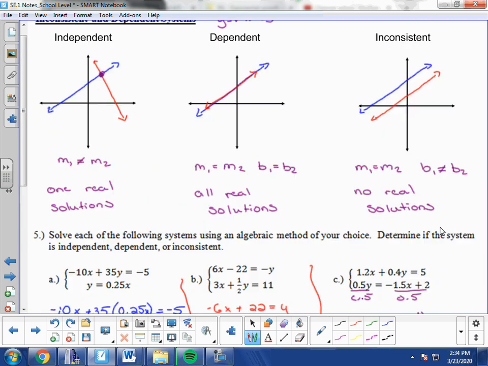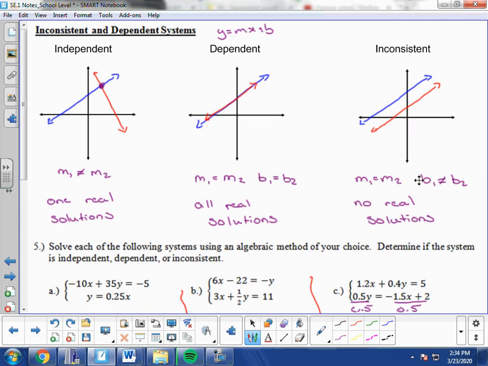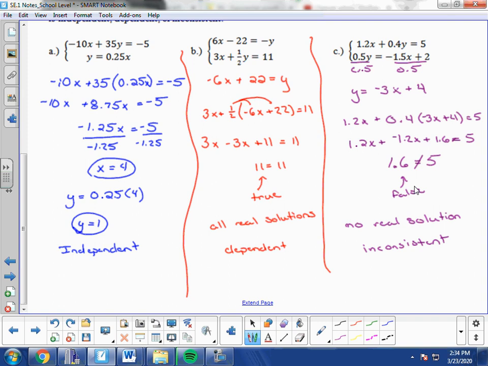If we were to rewrite the equations, we would see that the slope is the same and the y-intercept is different. So algebraically, if you're going through the process of solving, if you get one value for x and one value for y that works, that's independent. That's your only solution. If you get a statement that is just true, it tells you nothing about x and y, that's going to be all real solutions. That is dependent. If you get a statement that is false, that tells us that there are no real solutions. This is an inconsistent solution system for the system of equations.